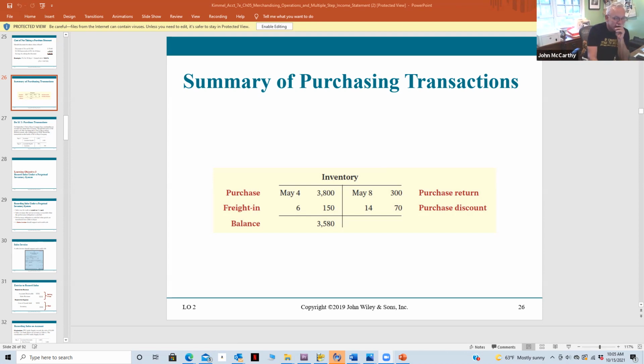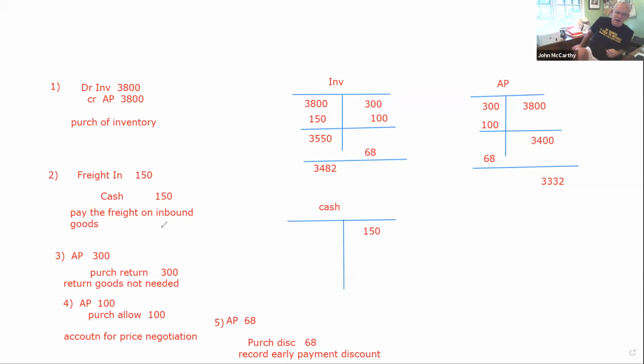Now we'll walk through these. I've got these whiteboarded already for you. So I had the entries sort of on the left, and then I had the T accounts on the right. So first one, debit inventory, credit accounts payable, $3,800. That's for the purchase of inventory.